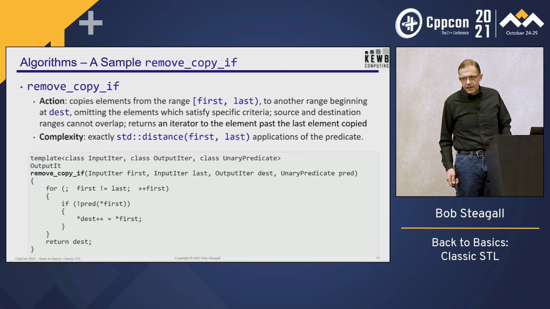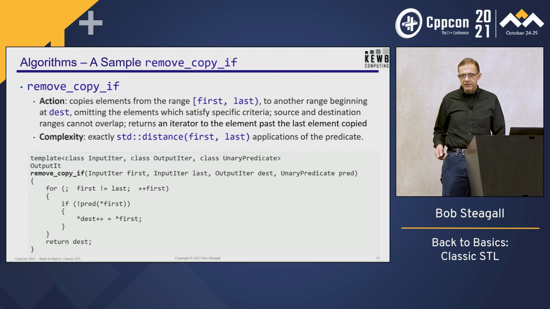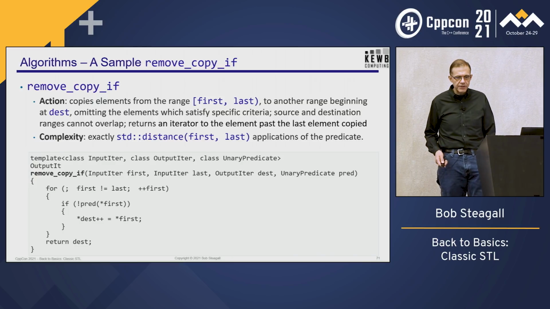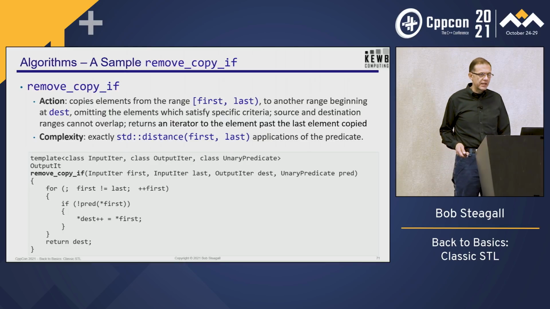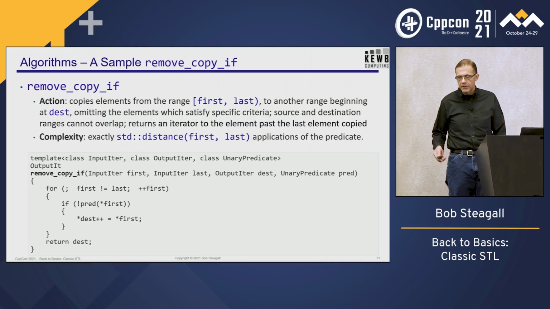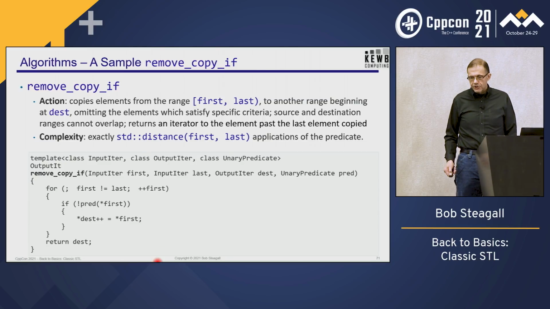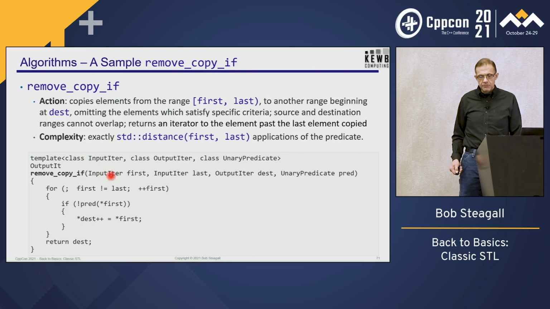And finally, a sample of remove copy if. And this is actually very similar to the original example that appeared in papers and presentations that Dr. Stepanov gave many years ago. This is an algorithm that removes elements from some range if an element fulfills some criteria. And so I just provided this because I thought it was interesting. This is parameterized in terms of an input iterator, an output iterator, and some predicate. And it returns an output iterator.